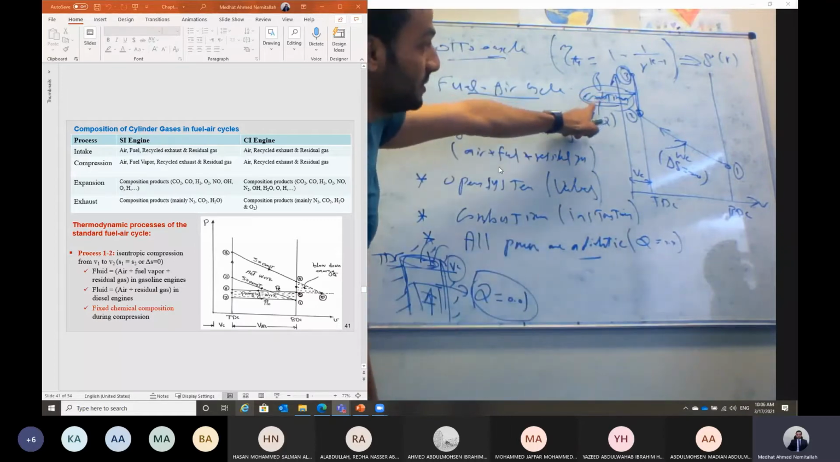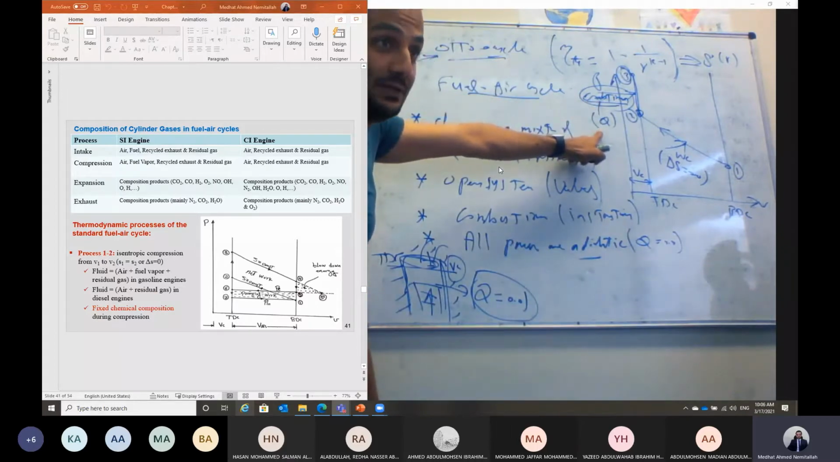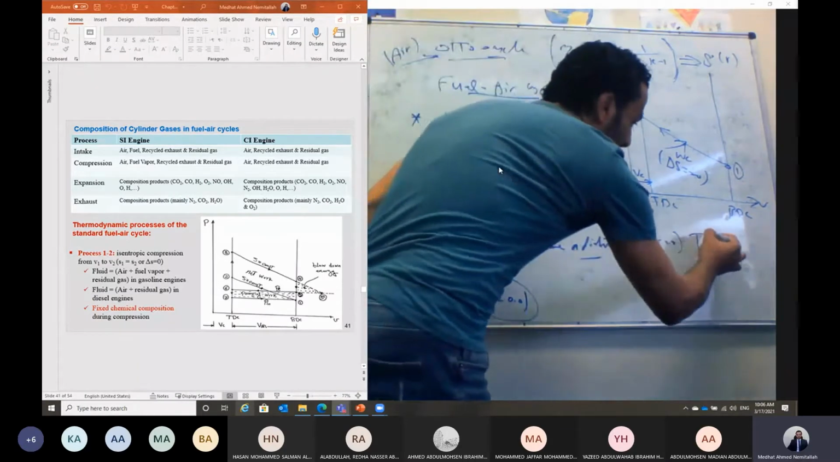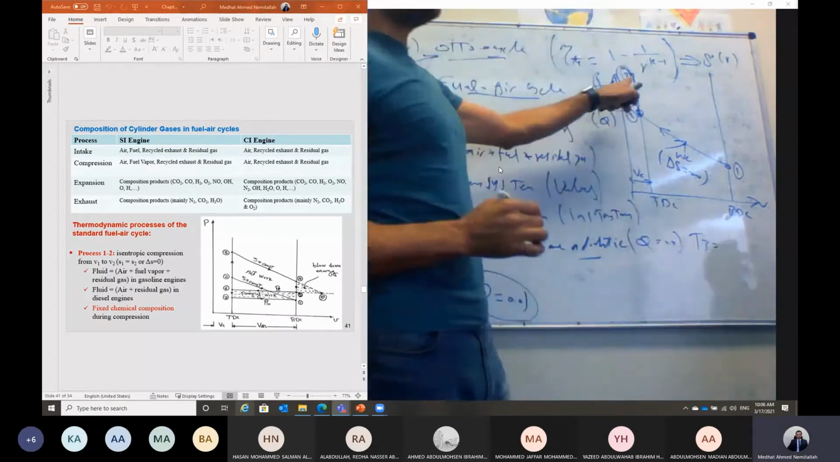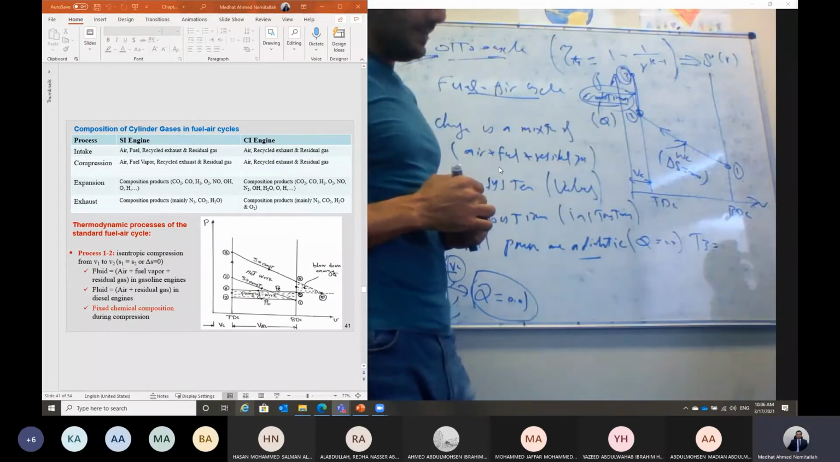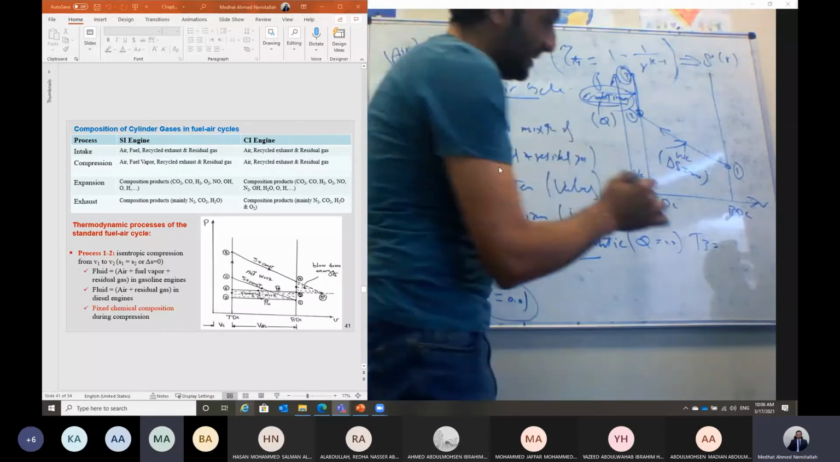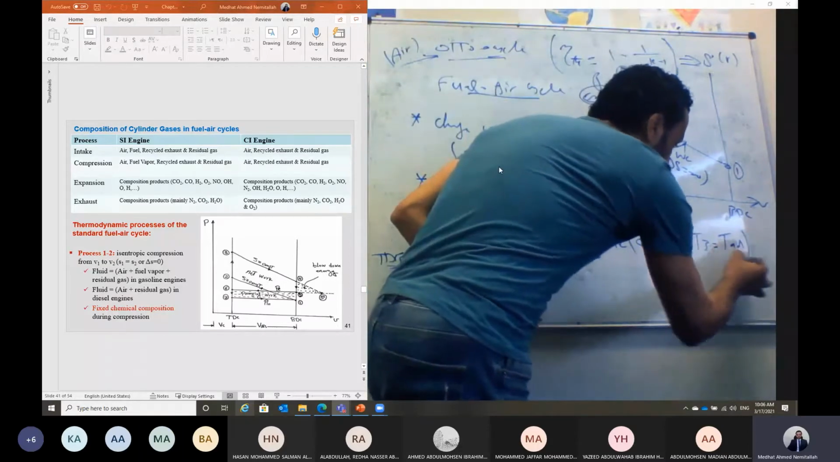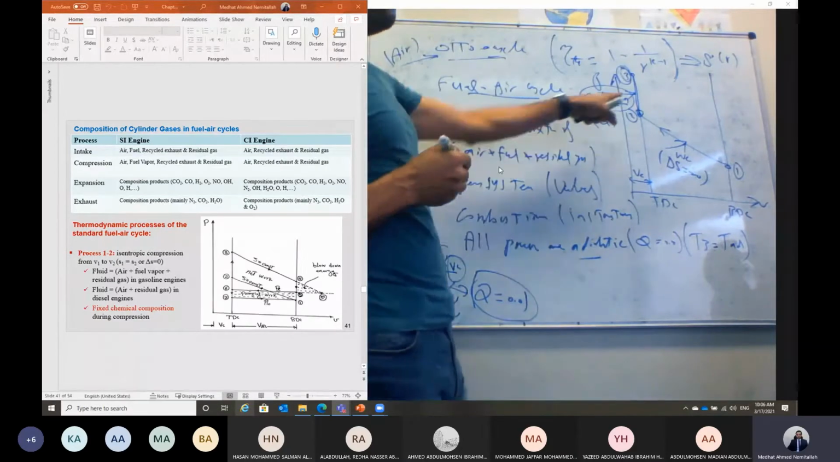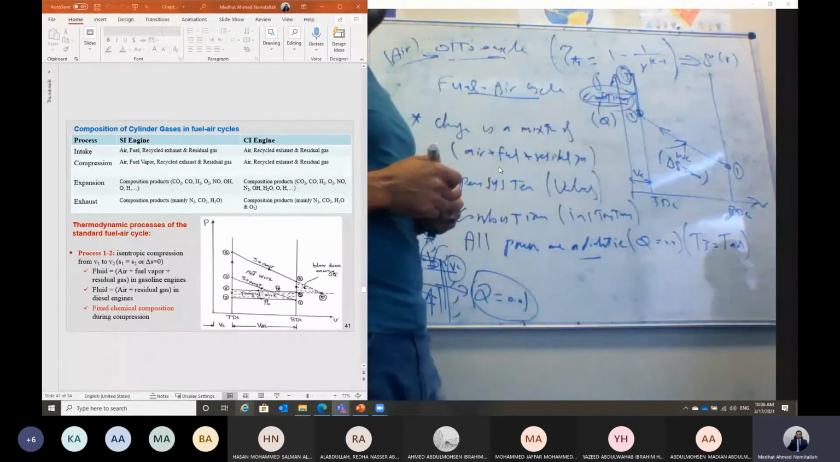That means that this combustion is also what? Adiabatic. Adiabatic combustion, that means the temperature T3 is equal to what, after the combustion process, if we have adiabatic? Yes, Mustafa? Adiabatic flame temperature. Exactly. So the temperature T3 will equal the adiabatic flame temperature in this case. But we have constant volume combustion.